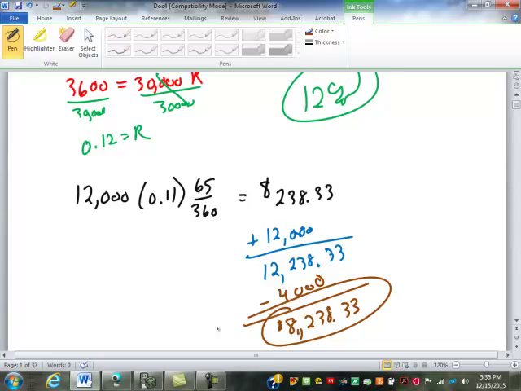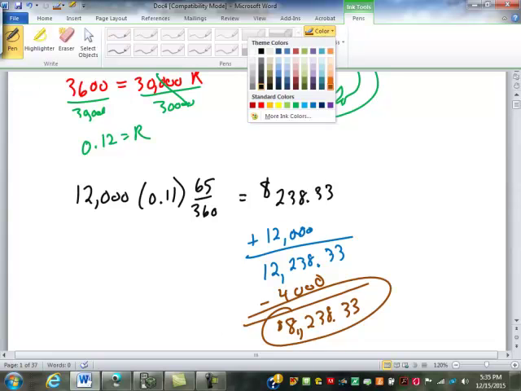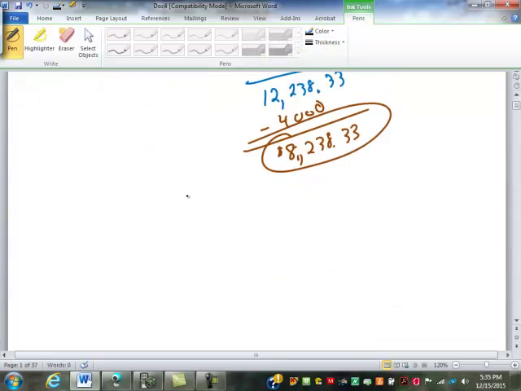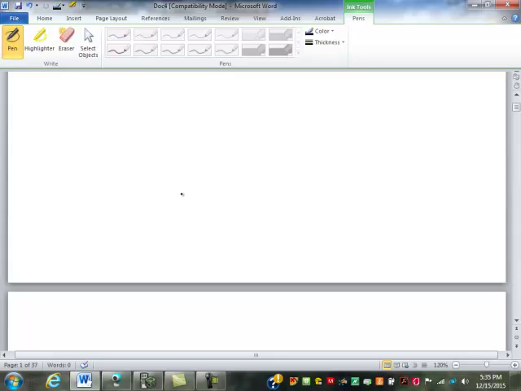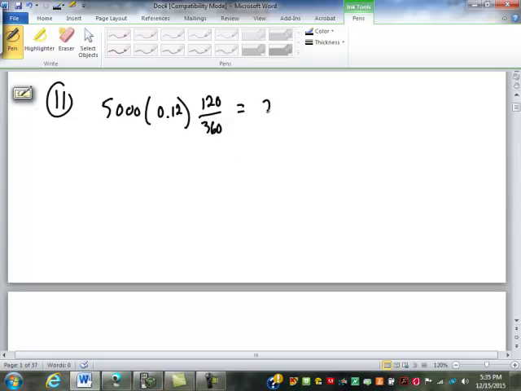Quick peek at 8 through 13. Most of you for 8 and 11 were able to successfully find the maturity value. I'm going to do number 11 here. So the maturity value there, we're looking at a principal of $50,000 times a rate of 12%. 120 days is 120 over 360. That will come out to be, was that $2,000? I believe so.